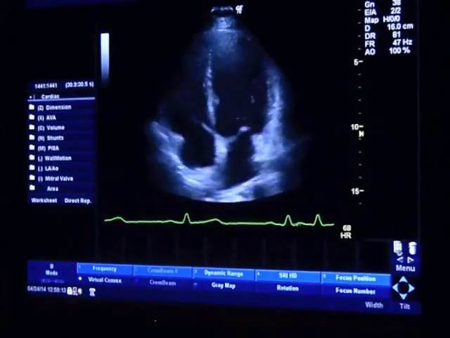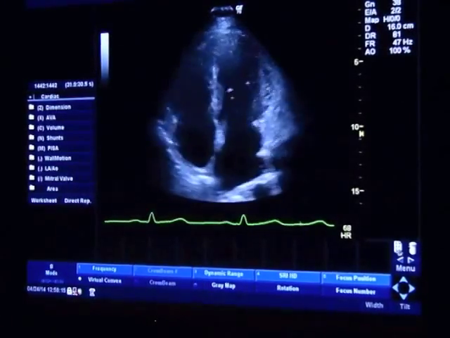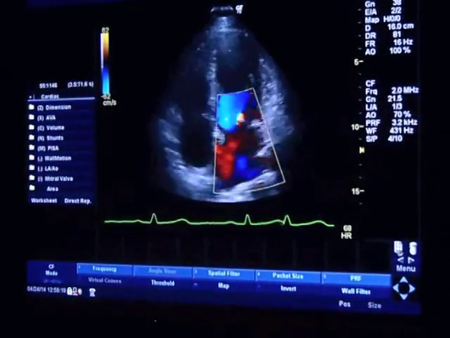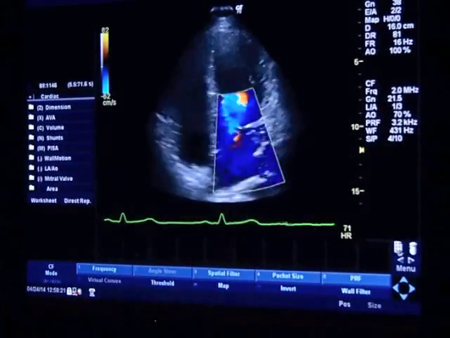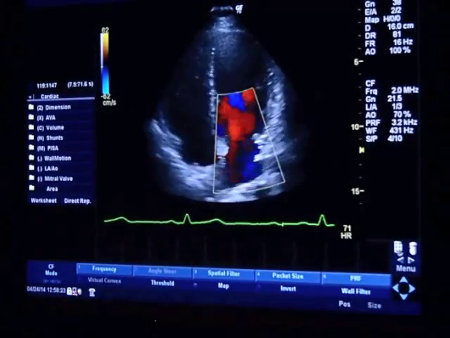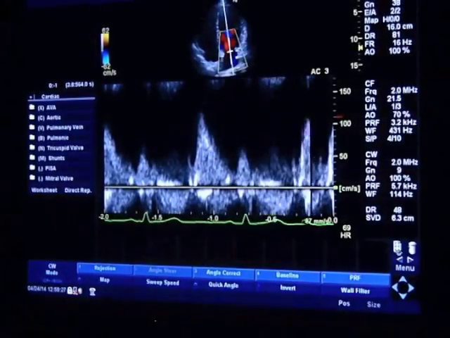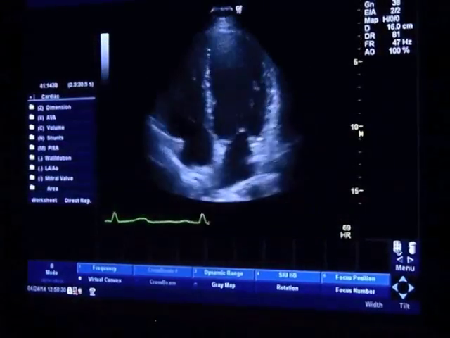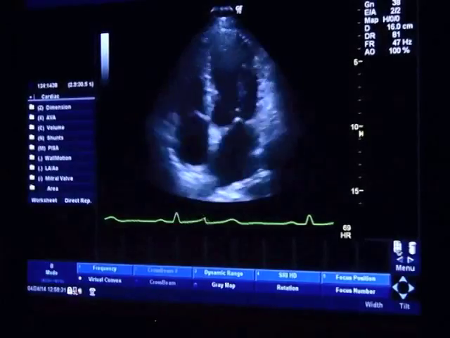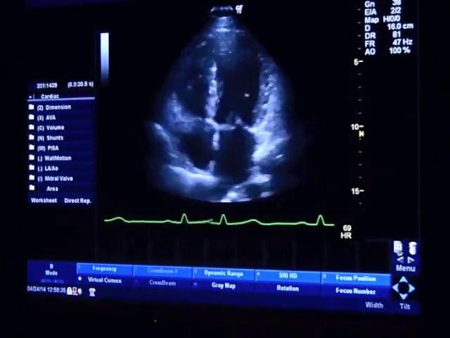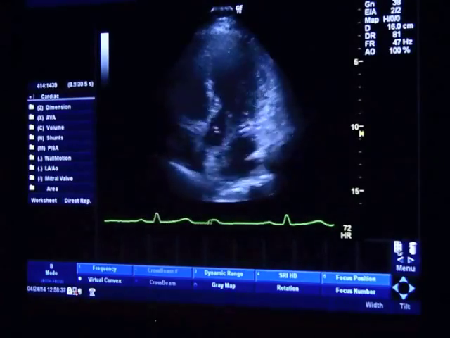And also what we want to do is look at the blood flow through the heart. So we turn color on and you can see the color there as the blood flow. And then we also look at the velocity and how fast the blood is moving through the heart. And then you want to be looking at all 4 valves and all 4 chambers and the overall structure and function of the heart.